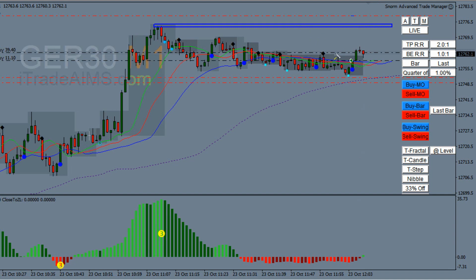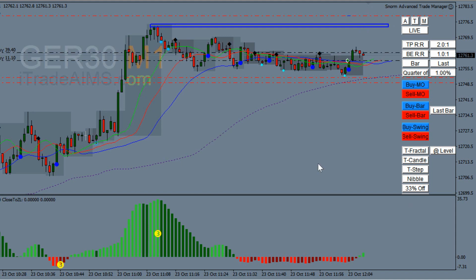So on some other occasion, it will come here and crash through, come back and retest, and then resume. In that case, your stop loss should be here. And now it's simply the case of waiting.